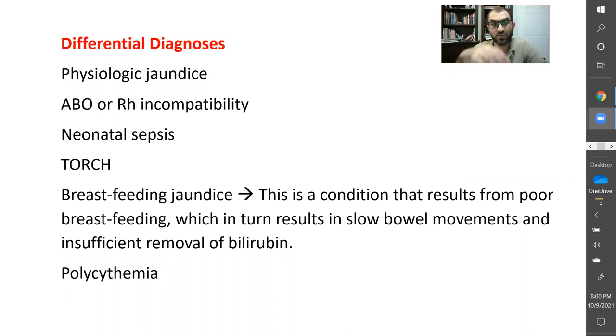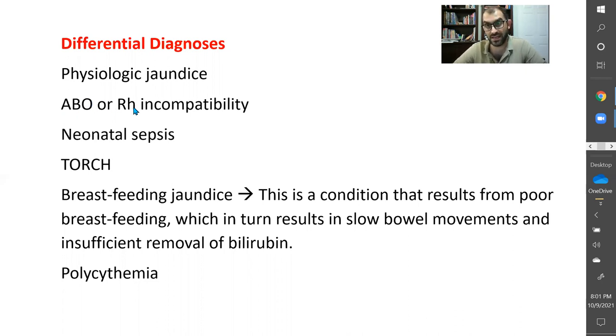ABO or Rh incompatibility. Which one is more severe, ABO or Rh? ABO is more severe. Which one is more common? ABO is more common. Which one can involve the first baby? ABO. The answer to all my questions was ABO: more common, more severe, and can involve the first baby as well.